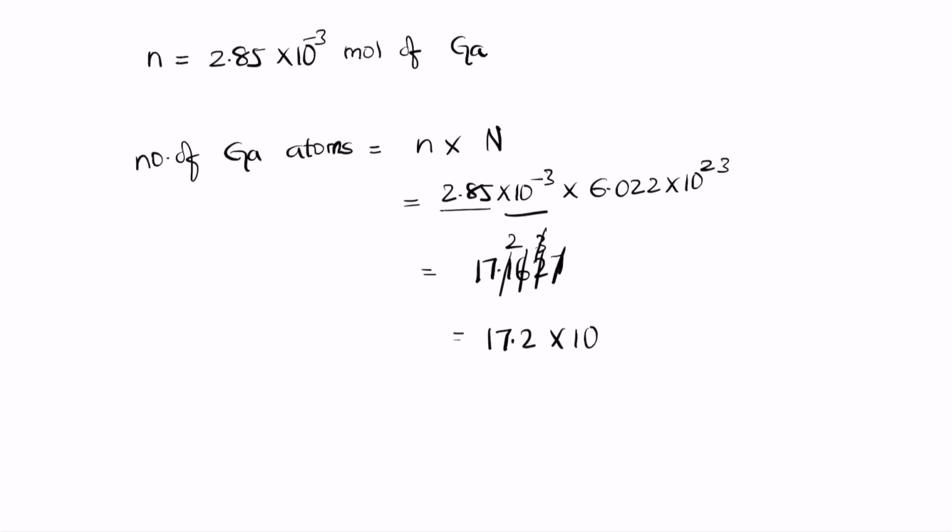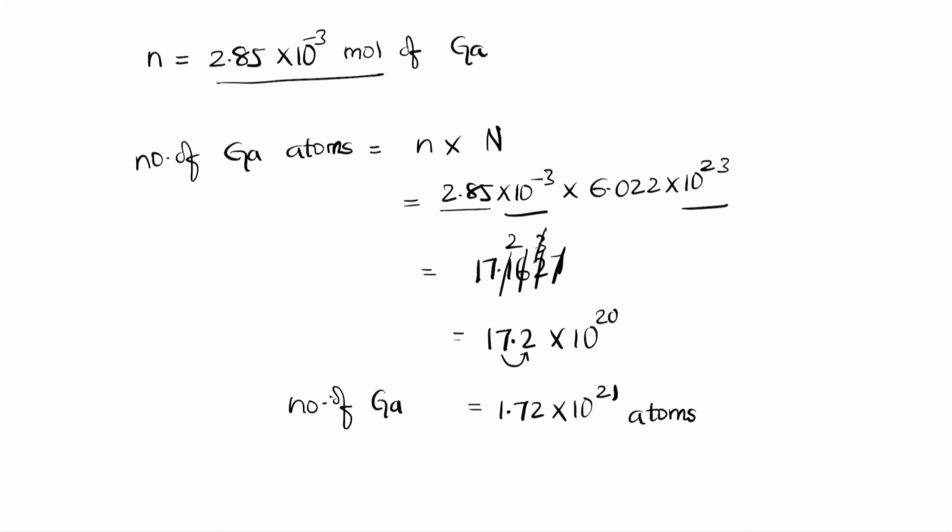So the value should be 17.2 times 10 to the power, now this is 10 power negative 3 and 10 power 23, so you get 10 power 20. Now push the number one side this way, so you get 1.72 times 10 power 21. If you don't want to do it manually, you can try doing it using a calculator. So now this gives you the final answer. This is the number of atoms in this many moles of gallium. So this is the number of gallium atoms.